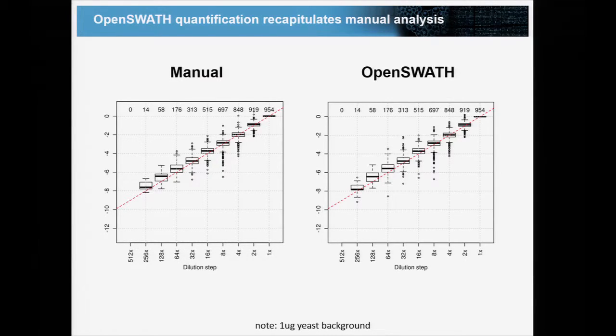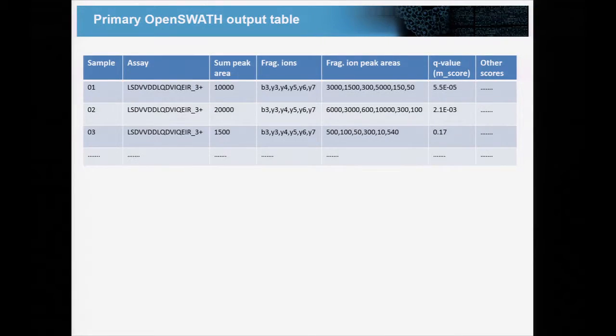They also checked whether the quantitative performance looked reasonable compared with these standard peptides, and the short answer is that it does. This is the manual analysis in Skyline. This is the automatic analysis in OpenSWATH, and it's basically the same. So the quantitative analysis was also recapitulated.